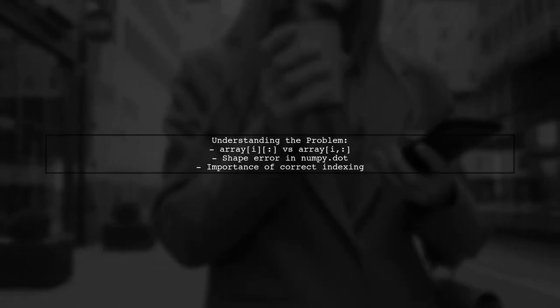Our viewer mentions that they typically use array J for accessing elements, but they ran into trouble with a script that used NumPy dot dot with array I and array I. They found that the first notation caused a shape error, while the second worked perfectly. Let's break down why this happens.